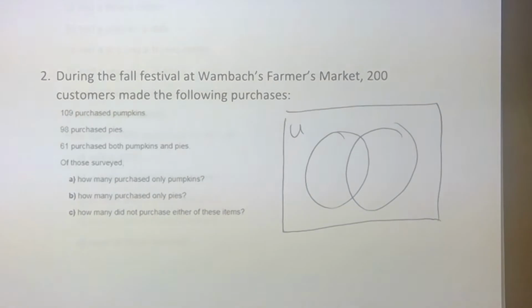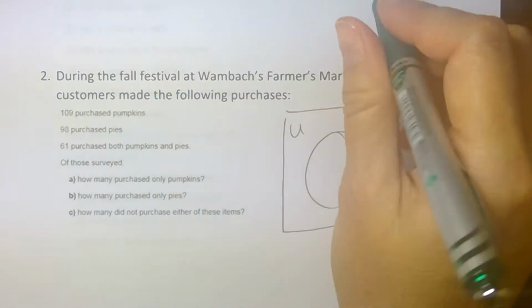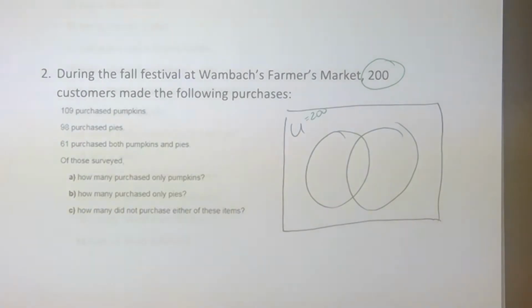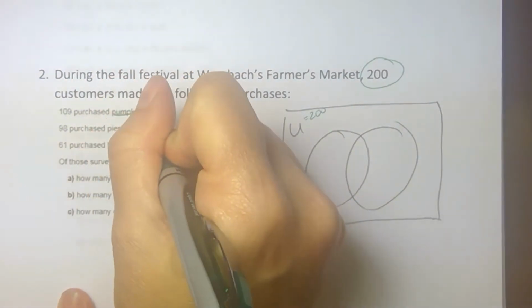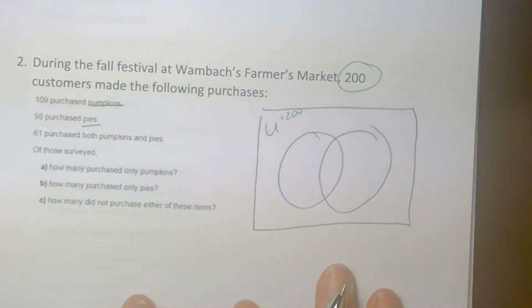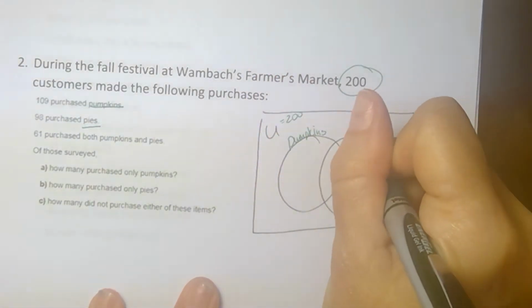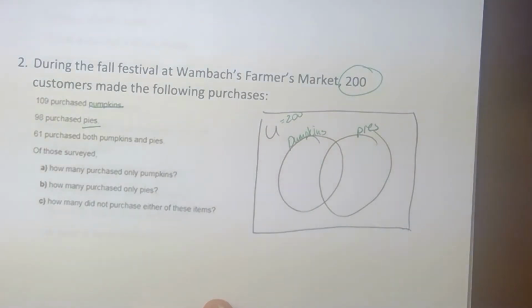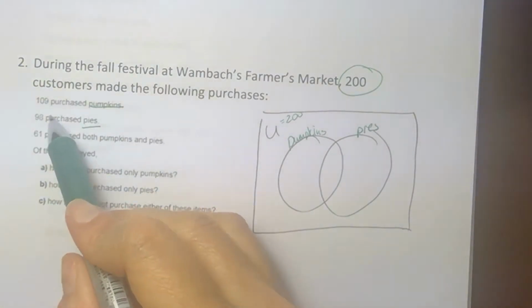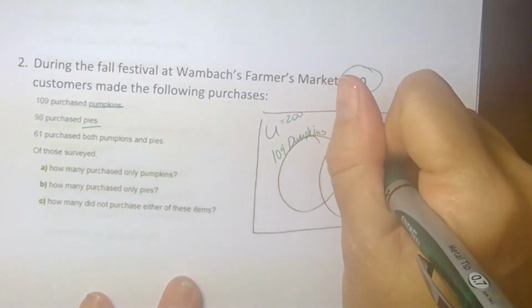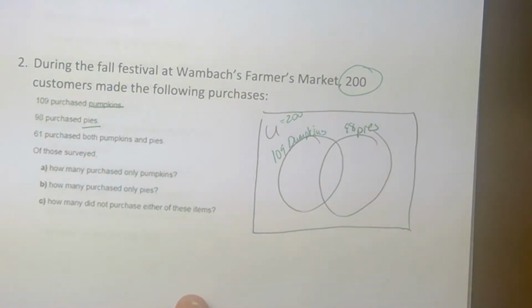During the fall festival at this farmer's market, 200 customers made the following purchases. So we've got U is a total of 200 customers. They purchased pumpkins, they purchased pies. Oh dear, they're both P's. So let's go ahead and write out pumpkins and pies. We know that 109 purchased pumpkins and a total of 98 purchased pies.